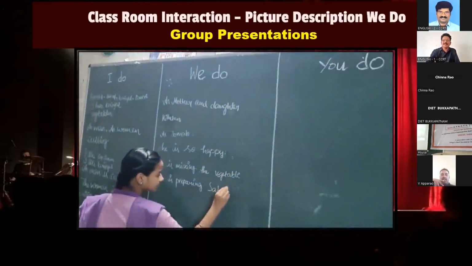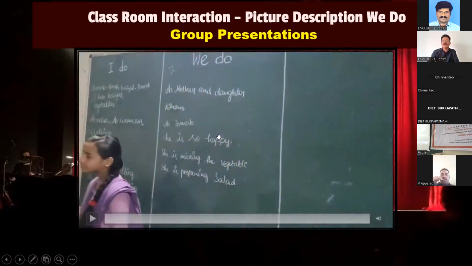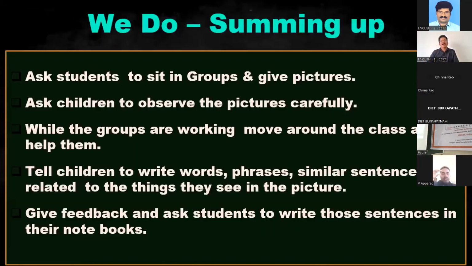Good. So, this is what you can find in the video activity. We have written the subject in that video column. And now, if you focus clearly on the process, what we have done is we have asked the students to sit in groups and given pictures, and then the children observed the picture and interacted, and the teacher has moved around the class, and the students wrote the words under the video margin. And finally, the teacher has to give feedback.